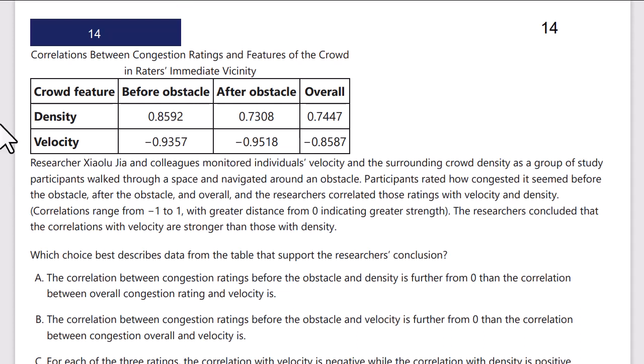Okay, let's read the question. Which choice best describes from the table the data that support the researcher's conclusion? Okay, so this is strengthens, weakens. I need to support the data with information from the table.